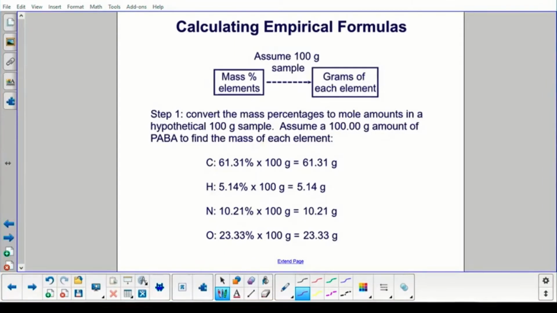We're going to convert the mass percentages of the elements to mole amounts in a hypothetical 100 gram sample. Right, that's this guy right here. We'll assume a 100.00 gram, we'll just add a couple sig figs there, amount of PABA to find the mass of each element. So since carbon was 61.31% mass percentage, we multiply that by 100 grams and we come up with 61.31 grams of carbon, and we do the same thing for hydrogen, nitrogen, and oxygen. And with any luck, these should add up to 100. You can check that, but pretty sure it does.